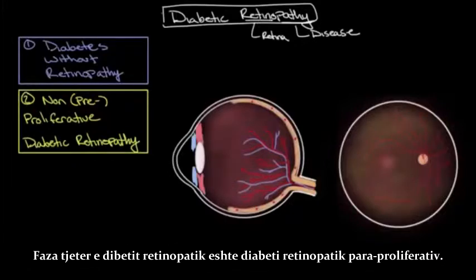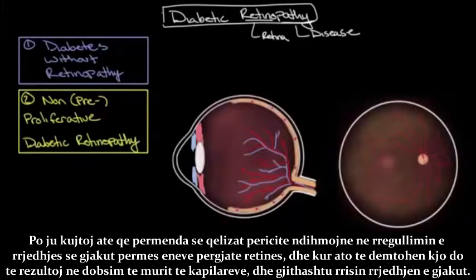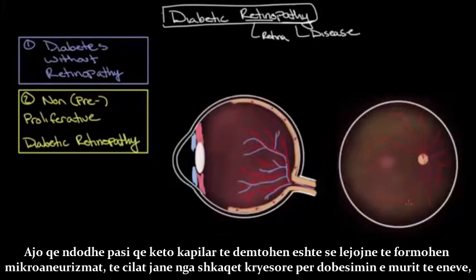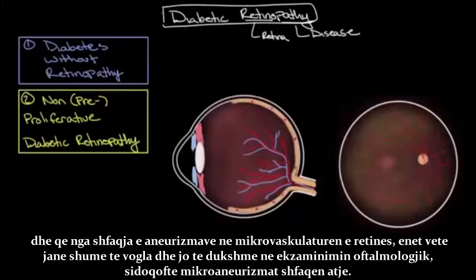It's just not detectable. And the next stage of diabetic retinopathy is that of the non- or pre-proliferative diabetic retinopathy. So recall that I just mentioned that these retinal pericytes help regulate blood flow through the vessels throughout the retina. And when they're damaged, this results in a weakening of the capillary walls as well as increased blood flow.